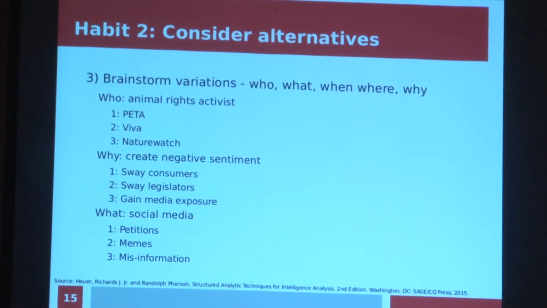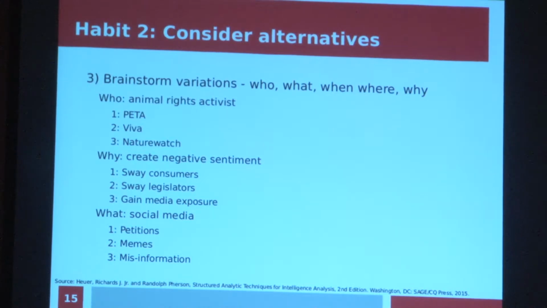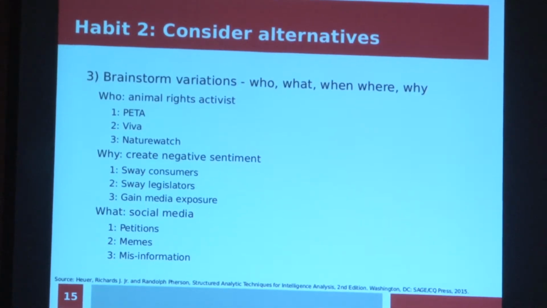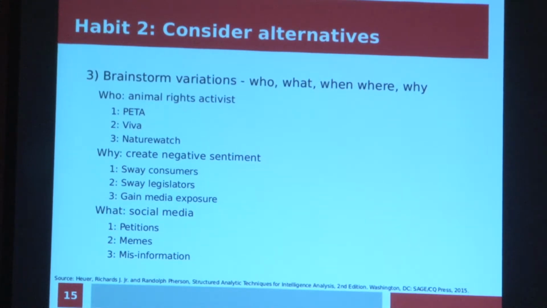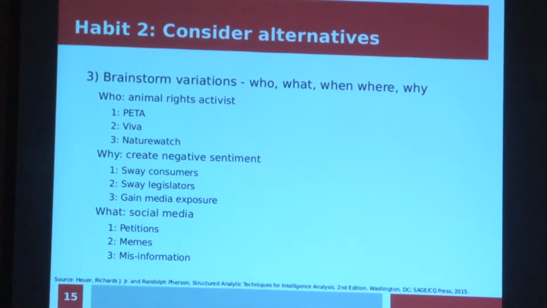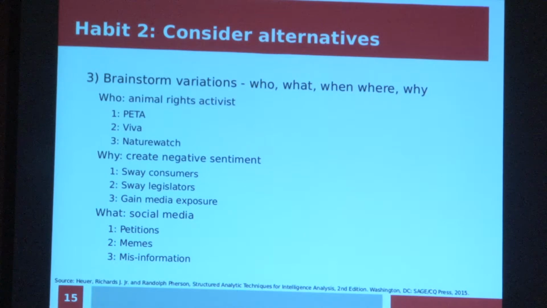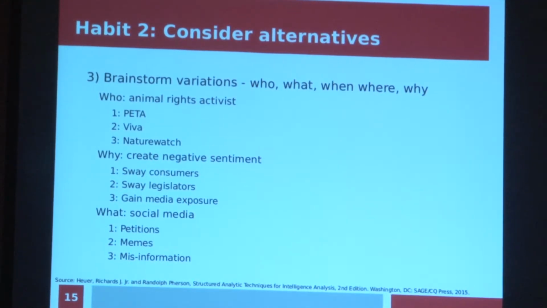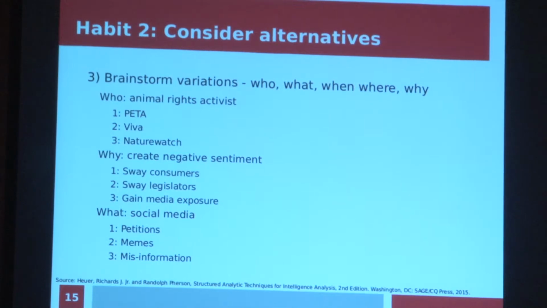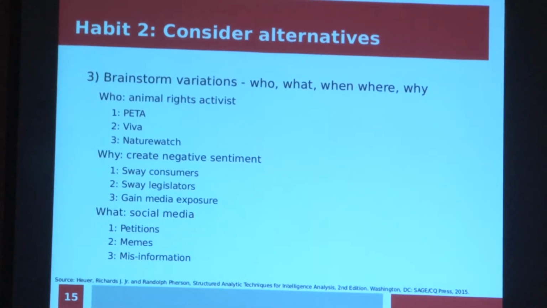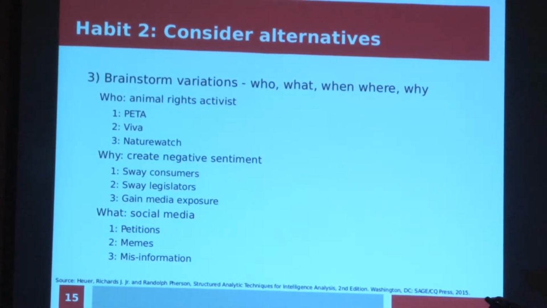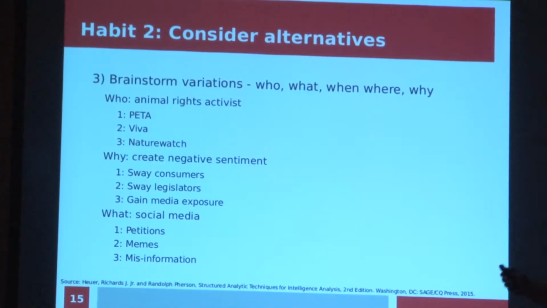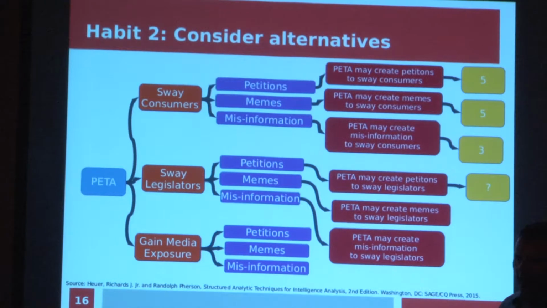So here we've got PETA, Viva, Nature Watch. And then you have to say, well, why would they try to do this? Well, primarily, they probably want consumers to not buy my product. They're trying to start a boycott. They might be trying to influence legislation that's currently up, right? So you can look at the timing. They might be just trying to gain media exposure. Petitions, memes, whatever. So you break these things down, and you start to map them out, right?